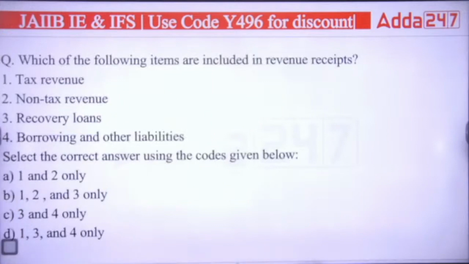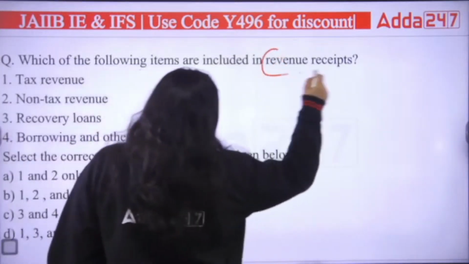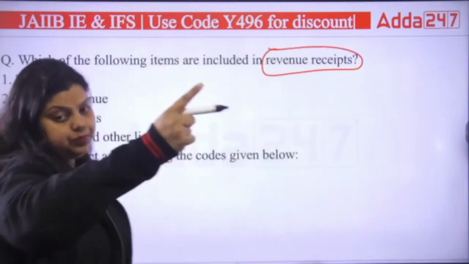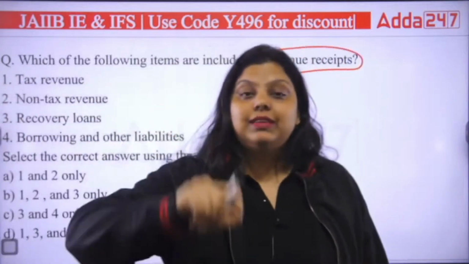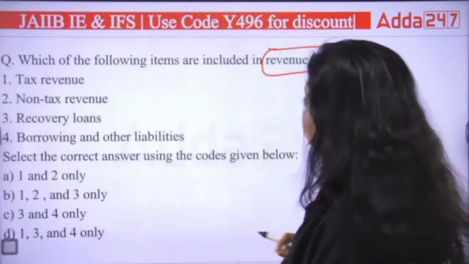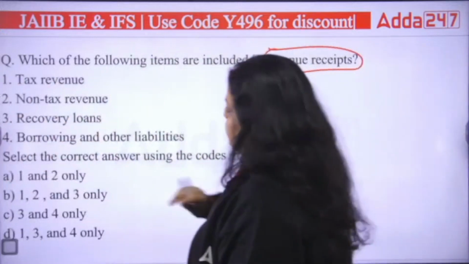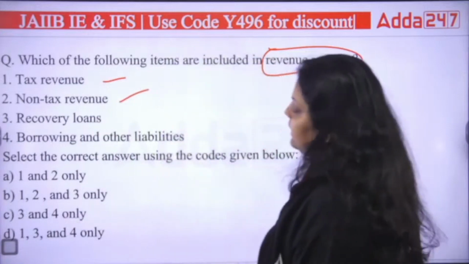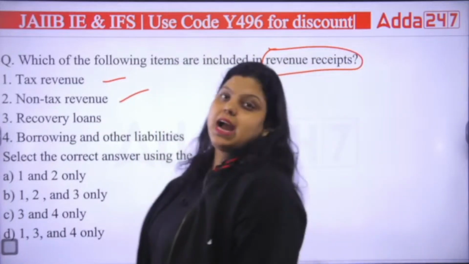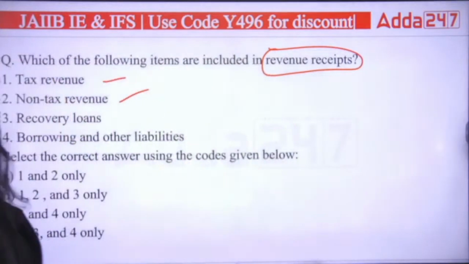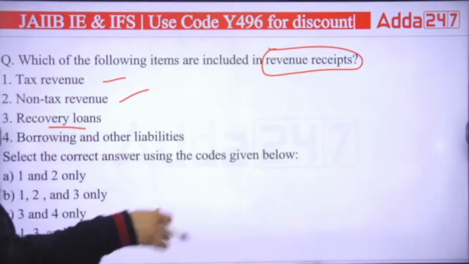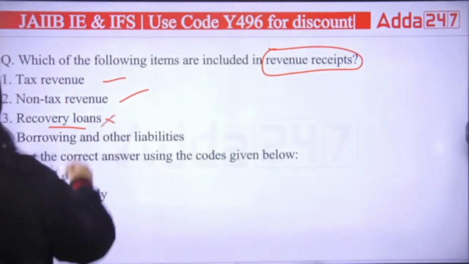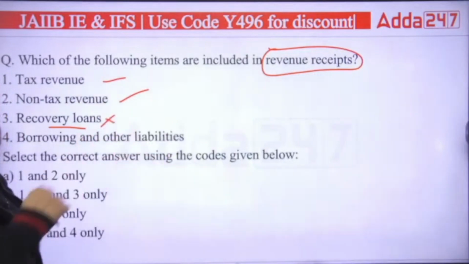Which of the following items are included in the revenue receipts? So revenue receipts is a day-to-day income, which covers tax revenue and non-tax revenue both. First is saying tax revenue, non-tax, so these two are obviously covered. Then recovery of loans, borrowing and other liabilities. Are these a day-to-day activity you can feel like? Recovery of loans is not done every day. It's a long term.